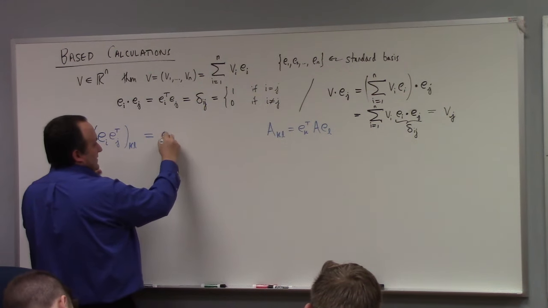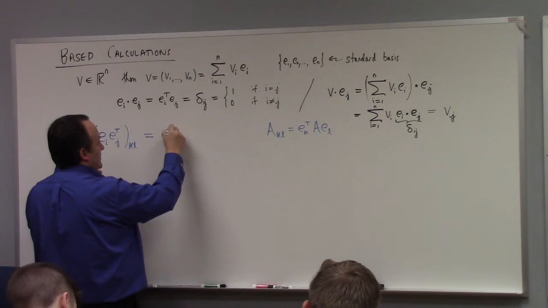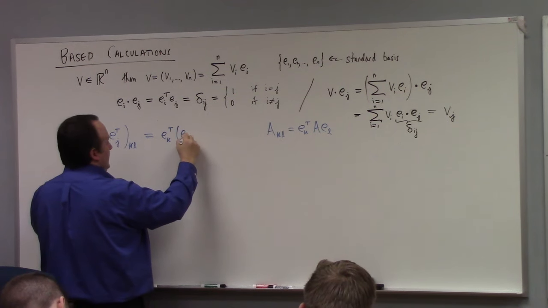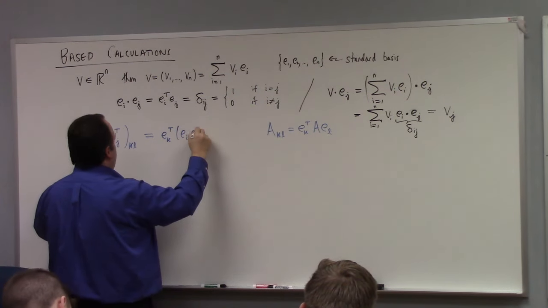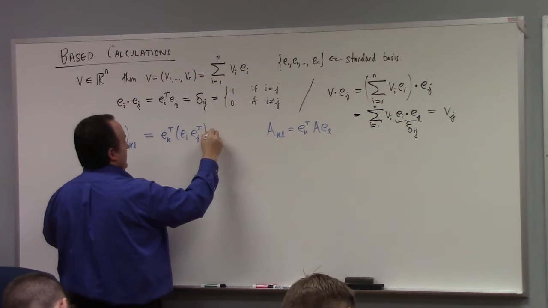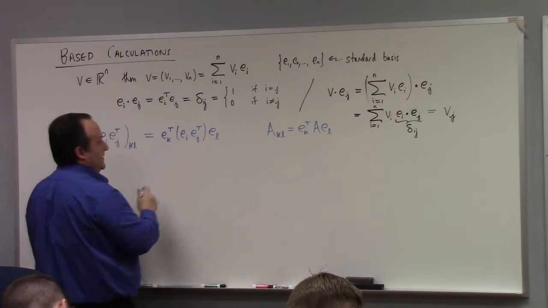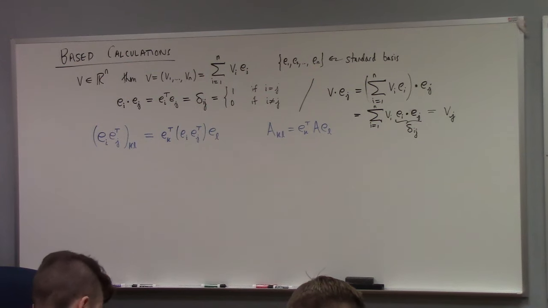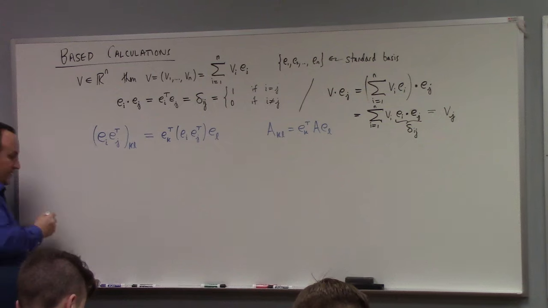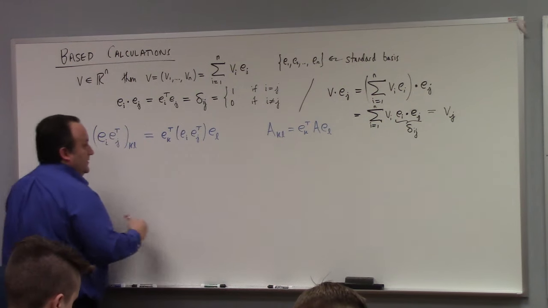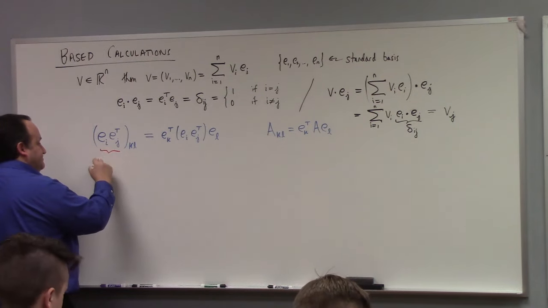I can say e_k transpose e_i e_j transpose e_l, like that. That will select the kl component of this. This here is an n by n matrix.